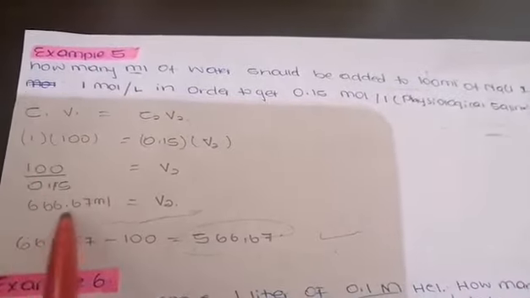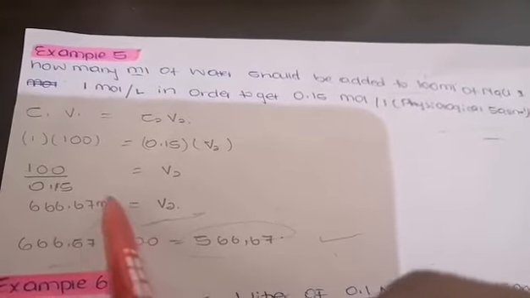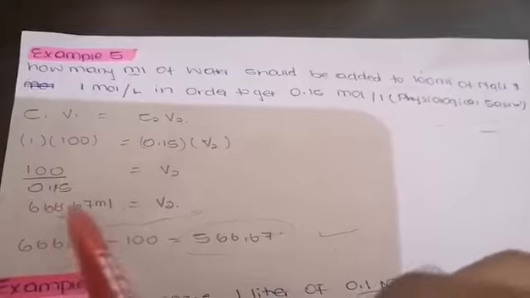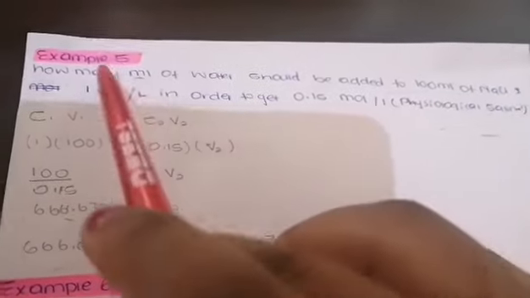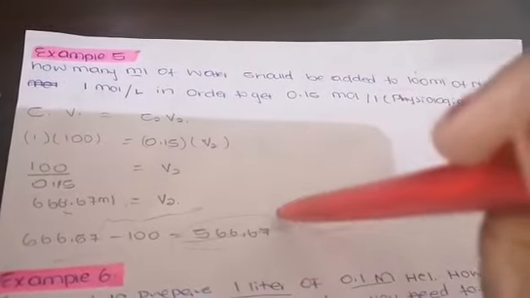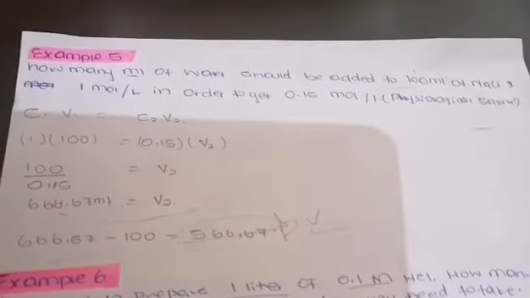This formula here can only give us our final volume, which is the total volume of that solution. But we don't want the total volume of the solution. We want the amount of volume that should be added. So that's why we're taking the final minus the initial. This is the amount of volume that should be added to that solution.